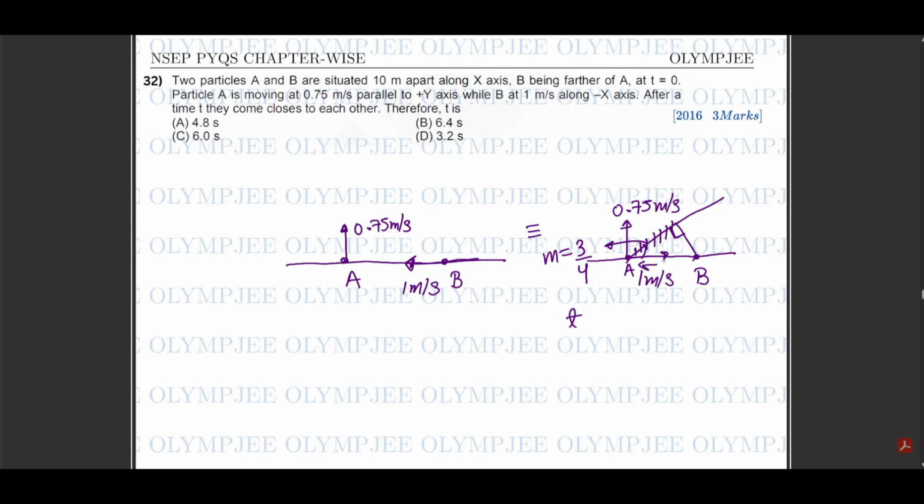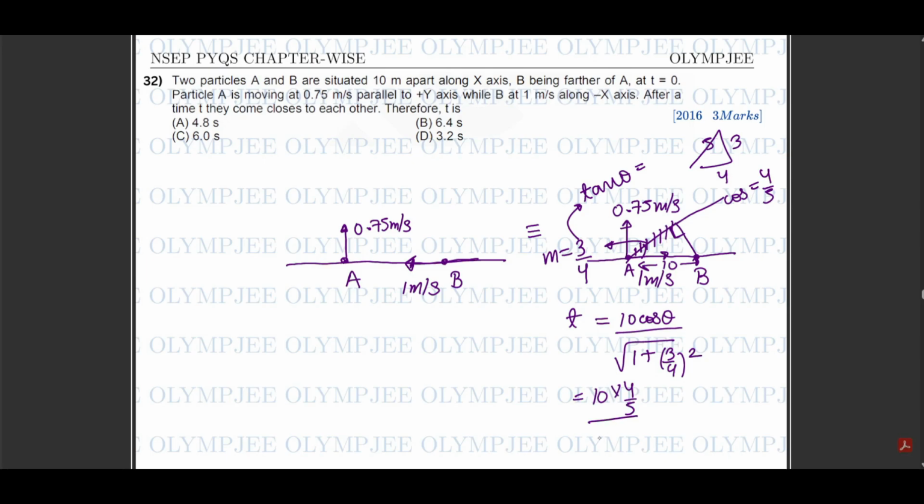We know that this distance is 10, so this distance will be given by 10 cos theta, and velocity is the square root of 1 plus 3 by 4 whole square, and this is tan theta. So cos theta is 4 by 5, so we get 10 into 4 by 5 by the square root of 1 plus 9 by 16. So this gives us 6.4 seconds as the answer.